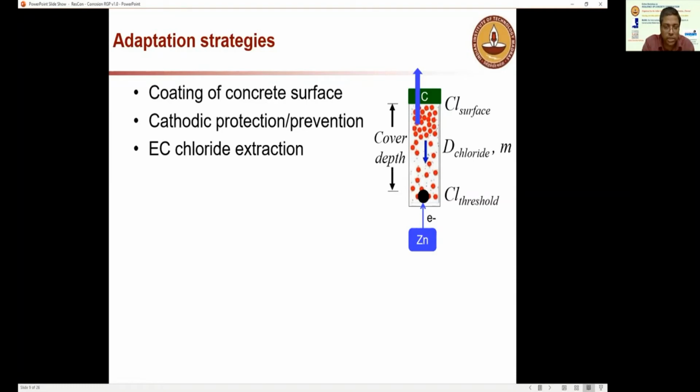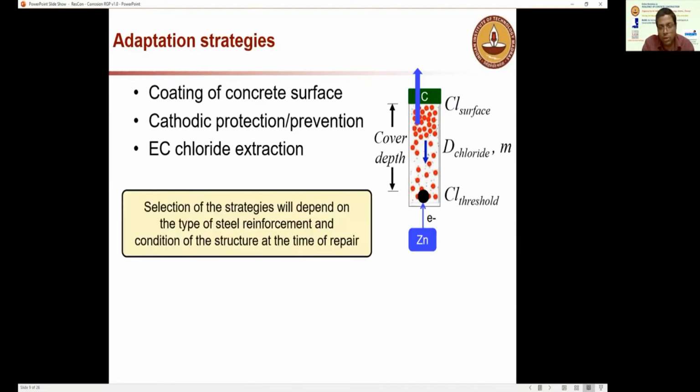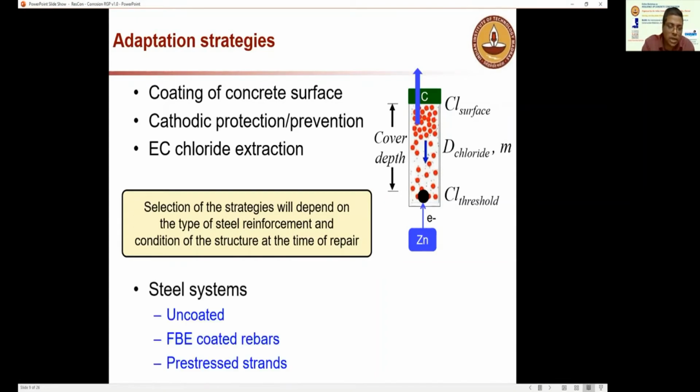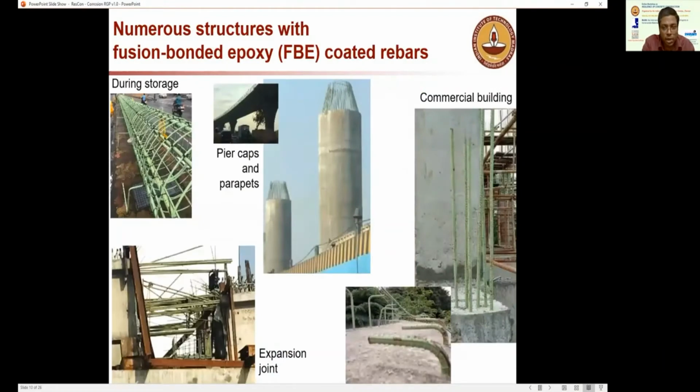So these are the key procedures which we can adopt to enhance the resilience of concrete structures which are exposed to chloride conditions. Now we will look at how the selection of these strategies will definitely depend on the type of steel reinforcement which you have and the condition of the structure at the time of repair. The steel reinforcement we are going to look at is uncoated steel, FBE or fusion bonded epoxy coated rebars, and also prestressing strands. So we'll show a case study. Before that, I'm going to talk about where these structures are used.